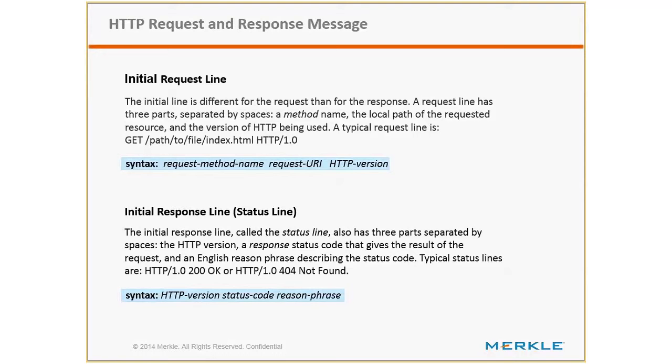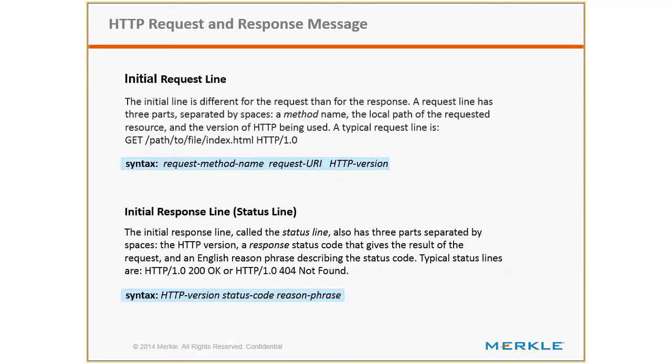And in the response, the initial line is called the response line. We also call it the status line because it has a status code in the syntax. It also has 3 parts. The first is the HTTP version, which has the same meaning as in the initial request line. The second one is the status code. The status code is the response code that gives the result of the request. And the reason phrase describes the status code.